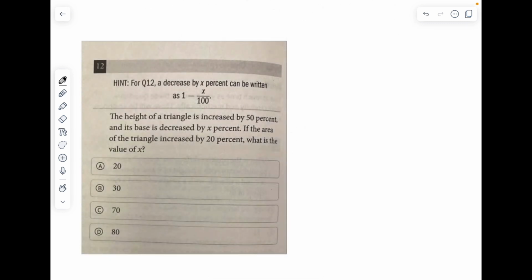So in this one, the height of a triangle is increased by 50% and its base is decreased by x%. The area of the triangle is increased by 20%. What is the value of x? So we know that the area of a triangle is 1/2 base times height. So let's just write that down.